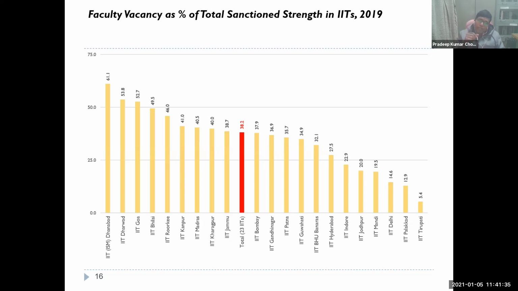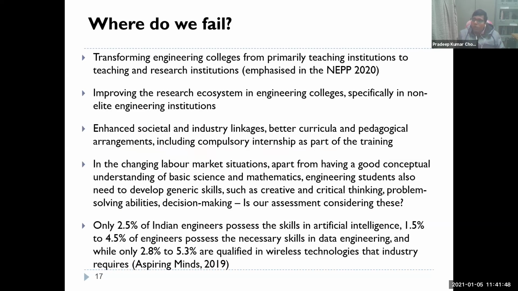So why have I shown IITs? Because if you see the position of IITs at this level, then you can think of the position of other government institutions like NITs and other government colleges, as well as private engineering institutions. Where do we fail? Let us understand this.